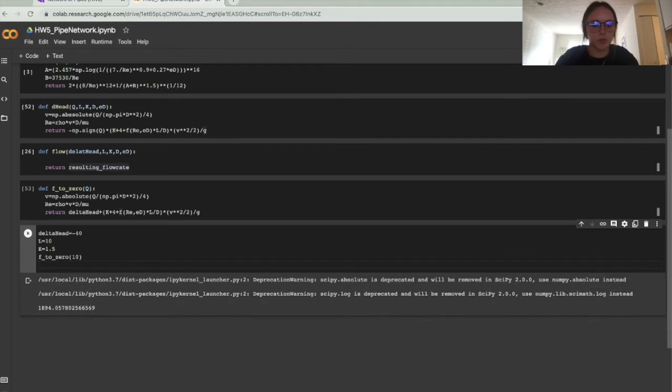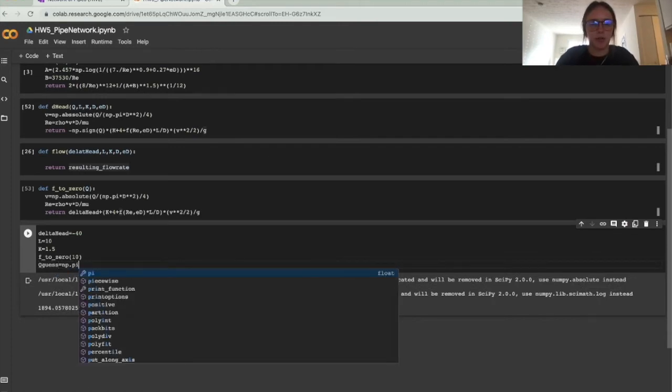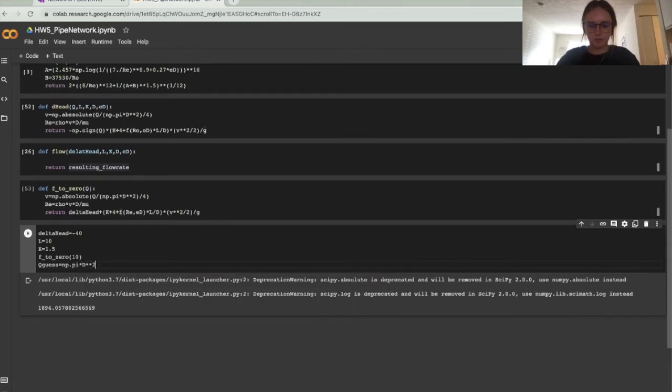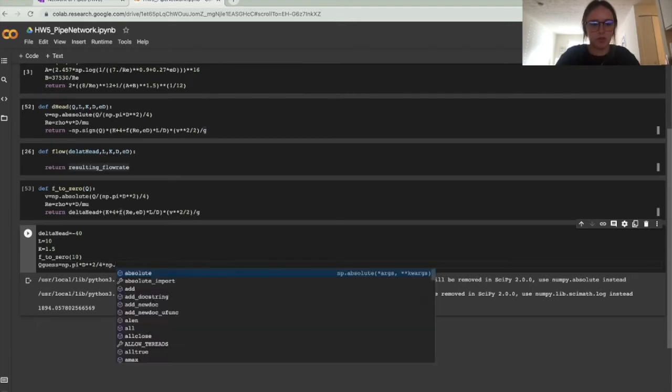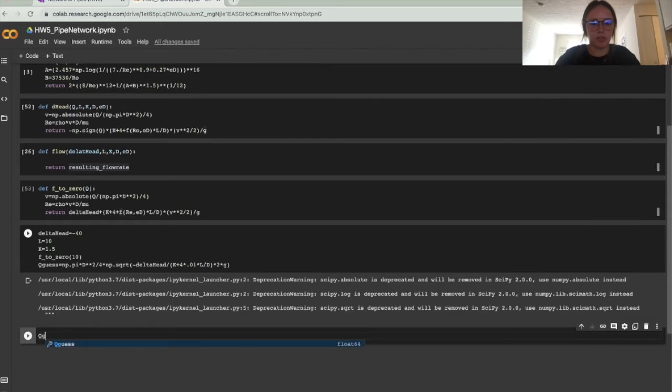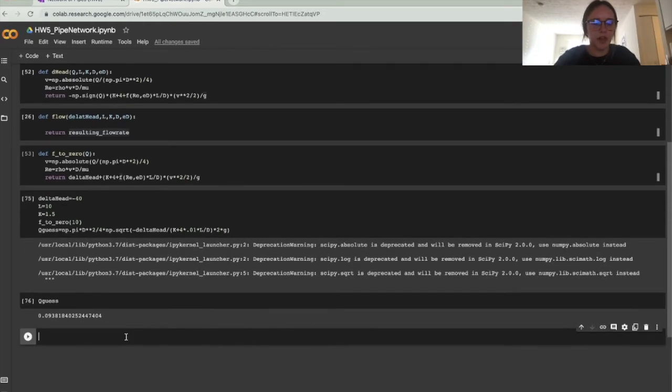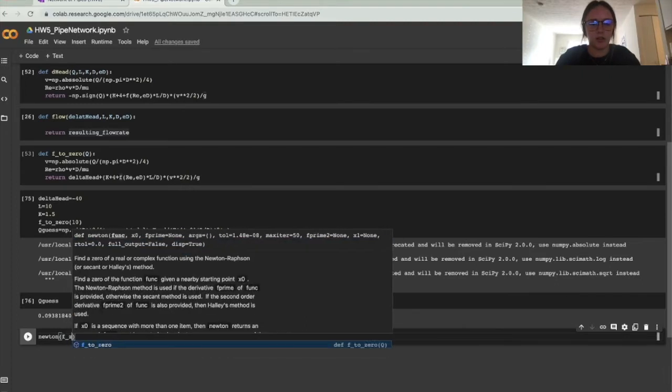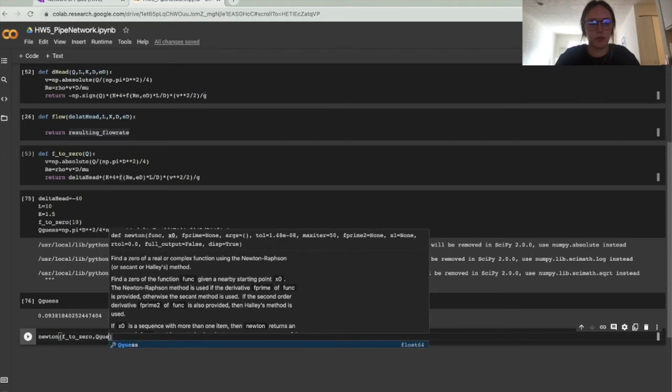So we're going to write Q guess is equal to np.pi times d squared divided by 4 times the square root of negative delta head divided by, I believe it's k plus 4 times f, which we are going to assume is 0.01, times L divided by D, and all of that is going to be multiplied by 2 and multiplied by G. If we run that and look at the value, we want to now use our Newton's equation, and we're going to put in F to 0 and Q guess.